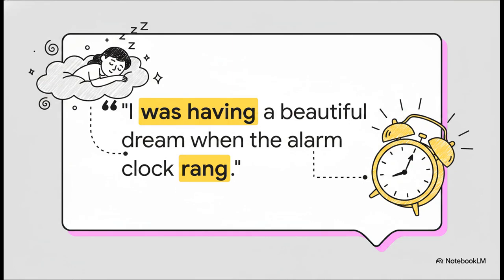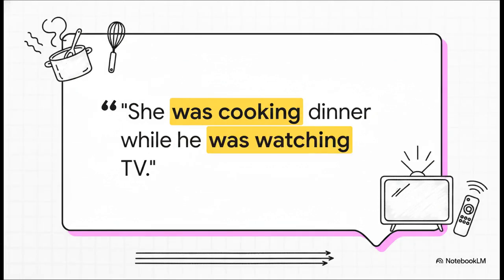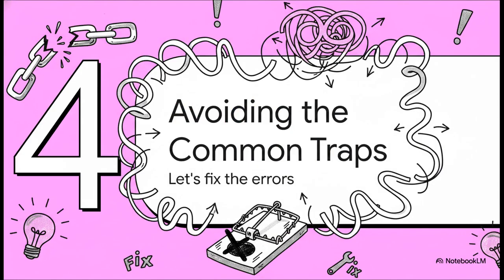Okay, here's a classic example of that first use, the interruption. The long background action, "I was having a beautiful dream," that's in the past continuous. Then, bam, the short action that cuts it off, "the alarm clock rang," is in the past simple. That's the pattern you want to look for. And now for this second use. Here, we've got two things happening at the same time. "She was cooking, he was watching." Since they were both in progress together, they both get the past continuous. They're parallel actions. All right, now we get to the really good stuff. This is the part that's going to take your English to the next level.